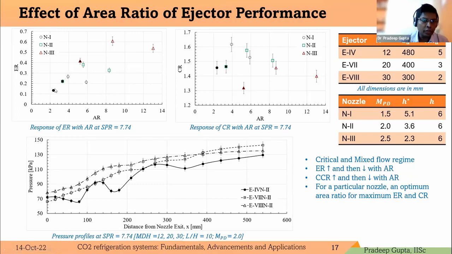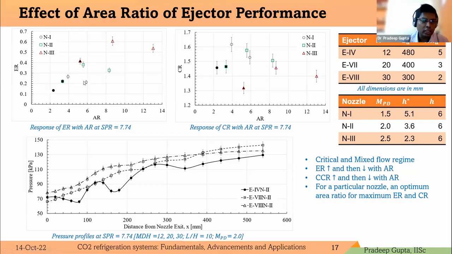Since we are considering nozzle 1, the primary mass flow rate remains constant for this series. So the increment in the entrainment ratio is directly attributed to the increment in the secondary mass flow rate. Changing from ejector 4 to 7, we are increasing the mixing duct height. That increases the area available for the secondary flow. Even though the velocities from ejector 4 to ejector 7 decrease, the area increment dominates over the velocity decrement. That's the reason we have the higher entrainment ratio. That will be clear when we see the contour images.